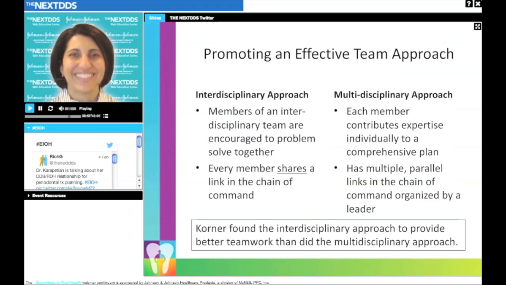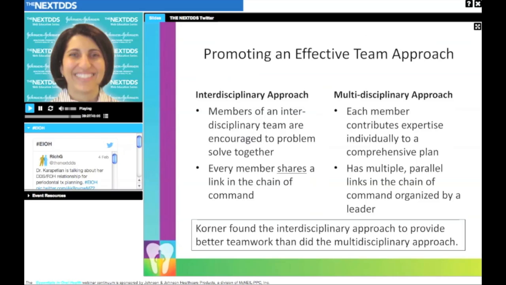I love this slide, and I think it's very important to understand the difference between an interdisciplinary approach and a multidisciplinary approach. Multidisciplinary is a slight difference in the terminology, but the multidisciplinary approach is the restorative dentist working by themselves, the orthodontist working by themselves, the periodontist working by themselves, and no one is communicating with one another to help the patient through the process.